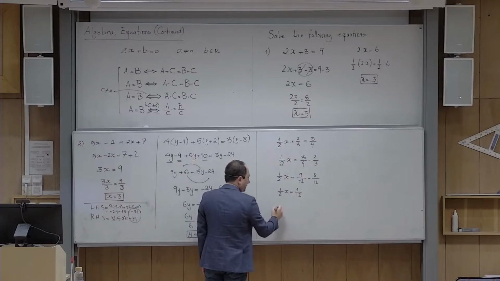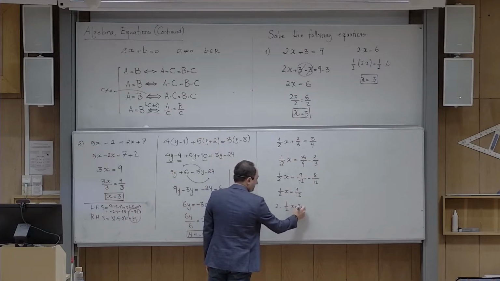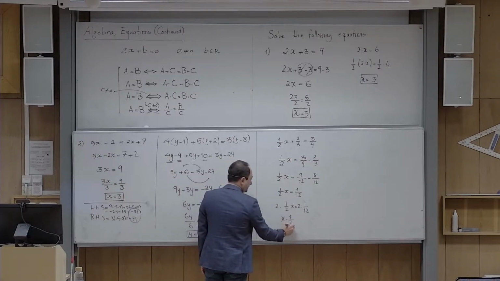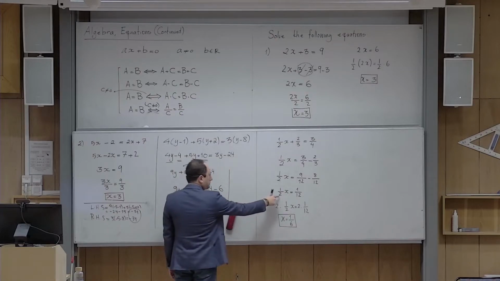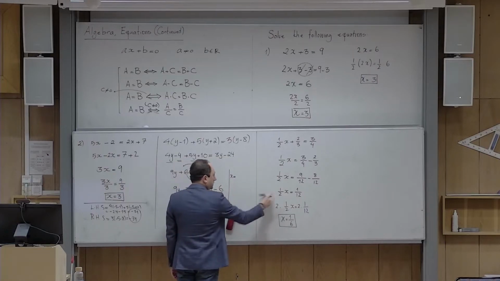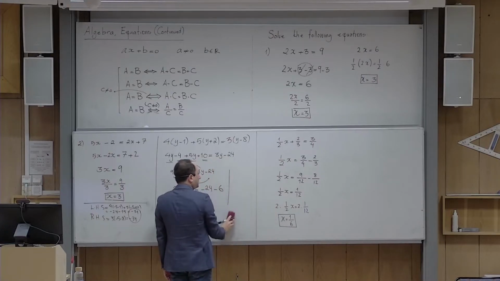If I multiply by 2, what happens? This becomes x. This becomes 1 over 6. That's the answer. This is one way. Another way is to decide to divide. That's also possible. But you need to divide by what? You want to get rid of 1/2. Let me write it here for you.